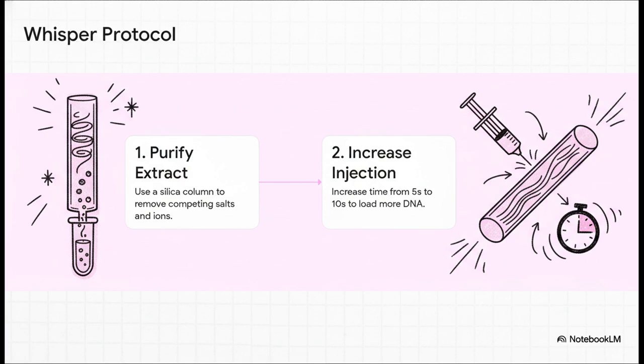Something like a silica column works great to get rid of excess salts. Why does that matter? Well, when the DNA is being loaded, tiny little salt ions are way faster than the big DNA molecules, and they just outcompete them. If you get rid of the salt, more DNA can get on board. Second, you can just increase the injection time, which physically pushes more of your sample into the machine for analysis.